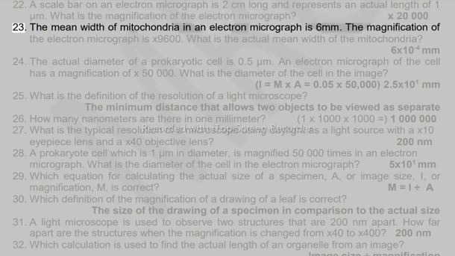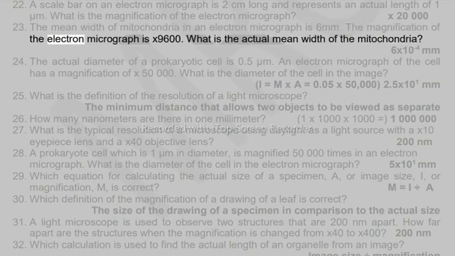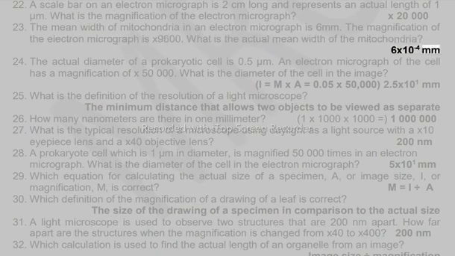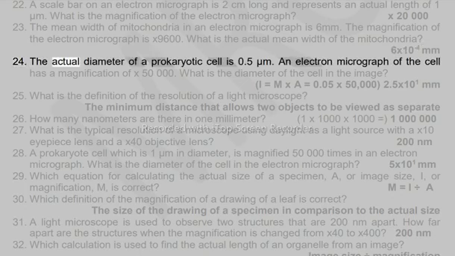x20,000. 23. The mean width of mitochondria in an electron micrograph is 6 millimeters. The magnification of the electron micrograph is x9600. What is the actual mean width of the mitochondria? 6 x 10^-4 mm.